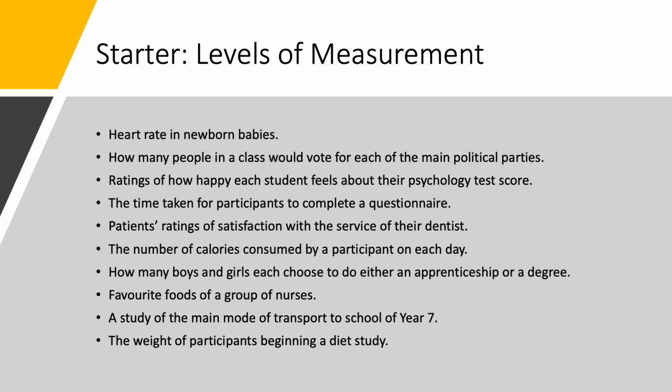Heart rate in newborn babies would be interval or ratio data. Specifically, it would be ratio because it has an absolute 0. You can't have a minus heart rate. How many people in a class would vote for each of the main political parties? This is nominal because we would just put the political parties as the categories and we would do a frequency count of how many people fit into each of those parties.